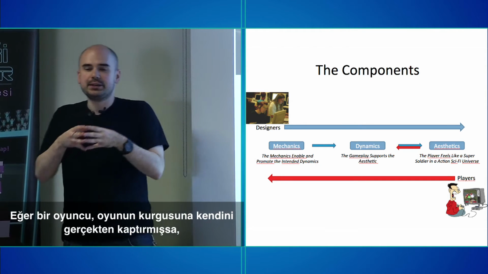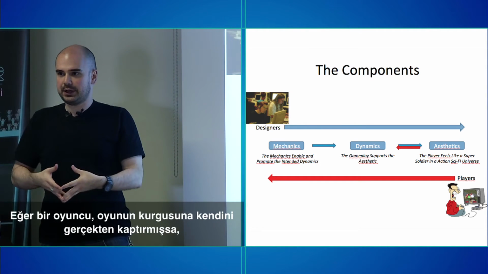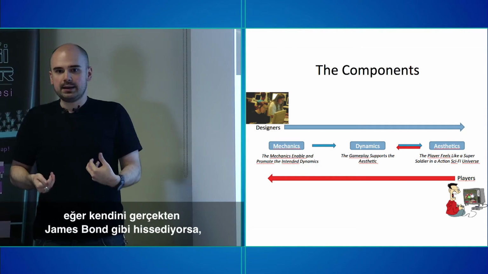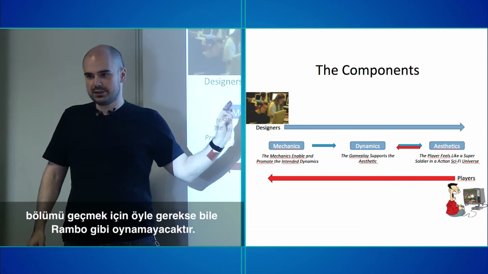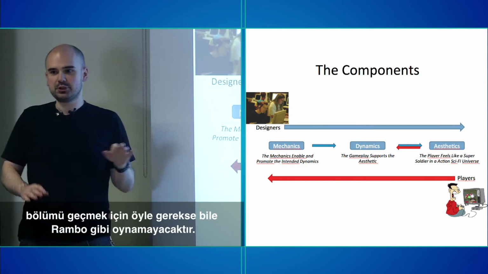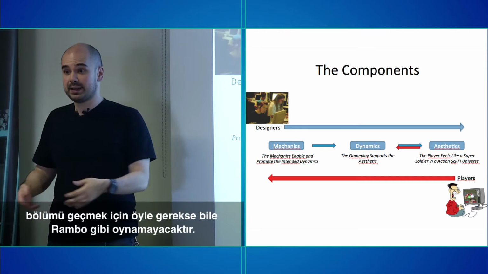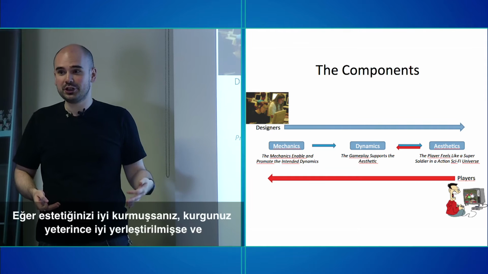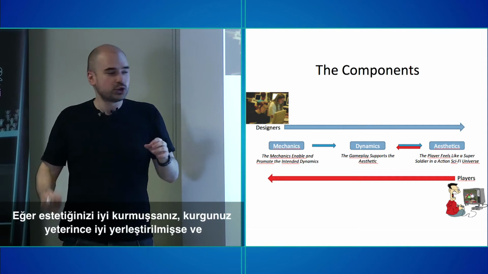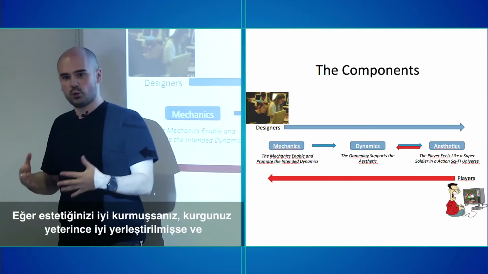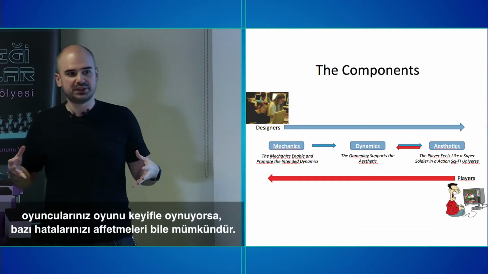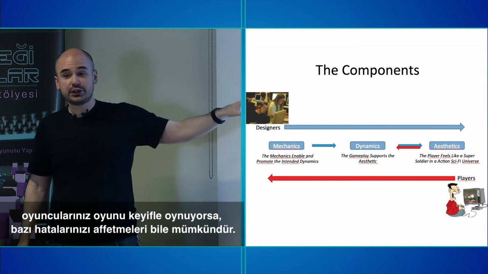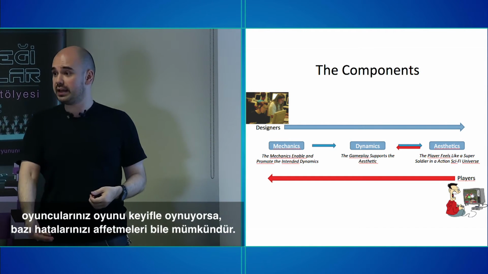If a player is very strongly invested in the fiction, if the player really, really feels like James Bond, then maybe even if there is an exploit in the game, maybe there is this part of the game that they could solve by playing like Rambo, they're still not going to do it, right? They're not going to do it because they're so into the fiction. So if you have your aesthetics set well enough, and if you have your fiction well enough established, and if people are really enjoying themselves, then there is actually a chance that they will forgive some of your mistakes.